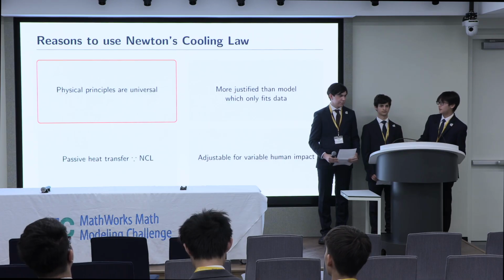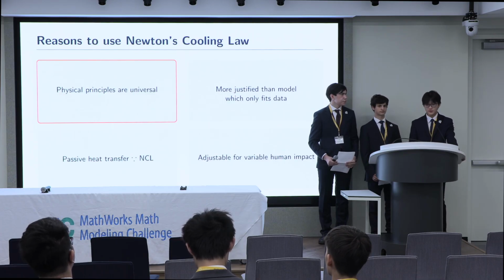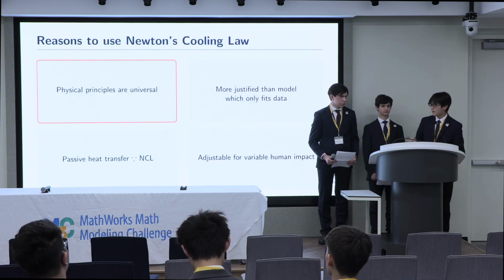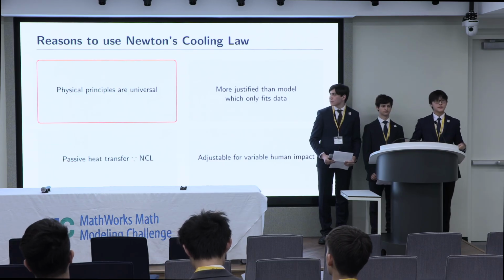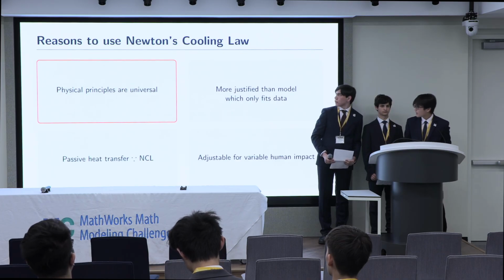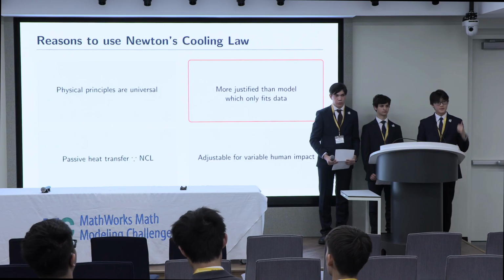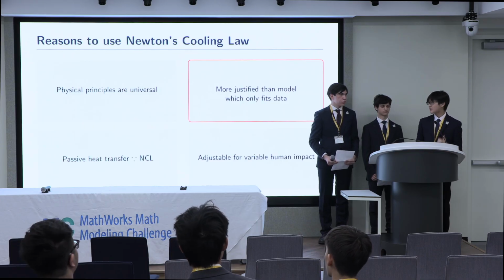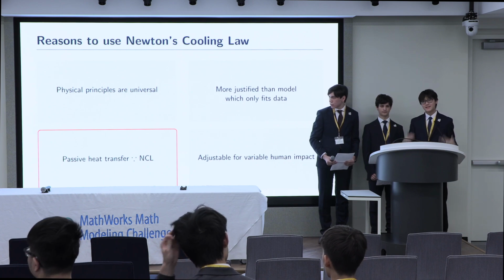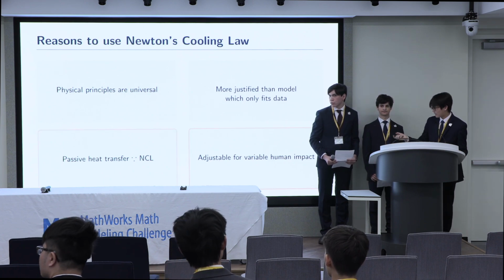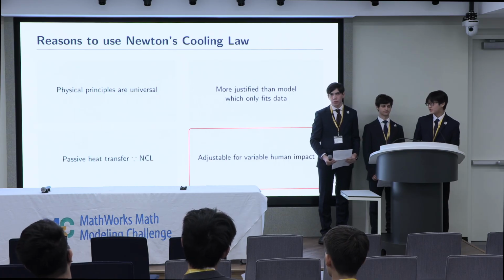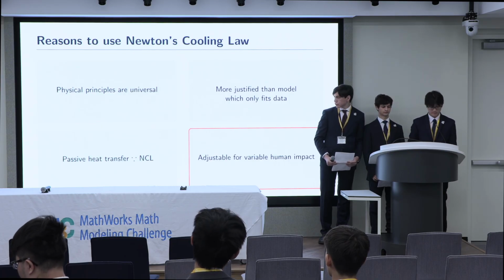Why should we use Newton's cooling law? Firstly, we believe that physical principles are universal. This means that even though we use a UK data set for our temperature data, we think that physical principles hold the same anywhere. Therefore, any of the conclusions that we come to are valid. Secondly, it's more justified than only using a model which uses parameters. This is because we can use coefficients to explain what's happening, not just model the data. We think passive transfer naturally lends itself well to Newton's cooling as per physics principles. And also since we're directly accounting with thermal energy and temperature, it's adjustable for human impact.